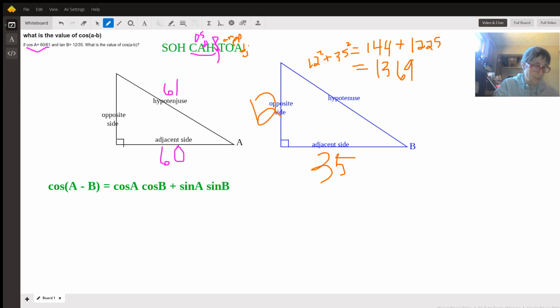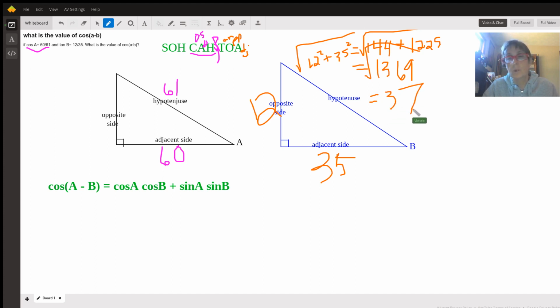Now, we'll take the square root of that. I got to turn my phone sideways so that I can get to my square root button. I need the square root of 1,369. And that is 37. You can do a quick fact check. That should be bigger than either of these.